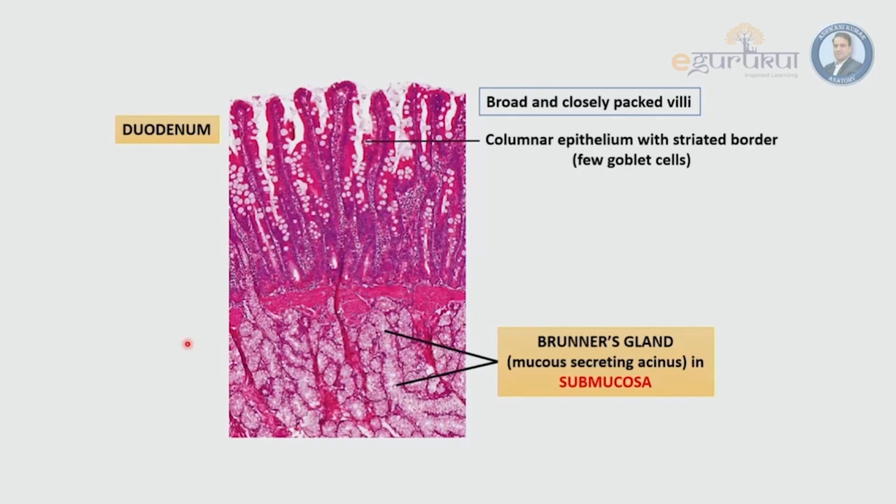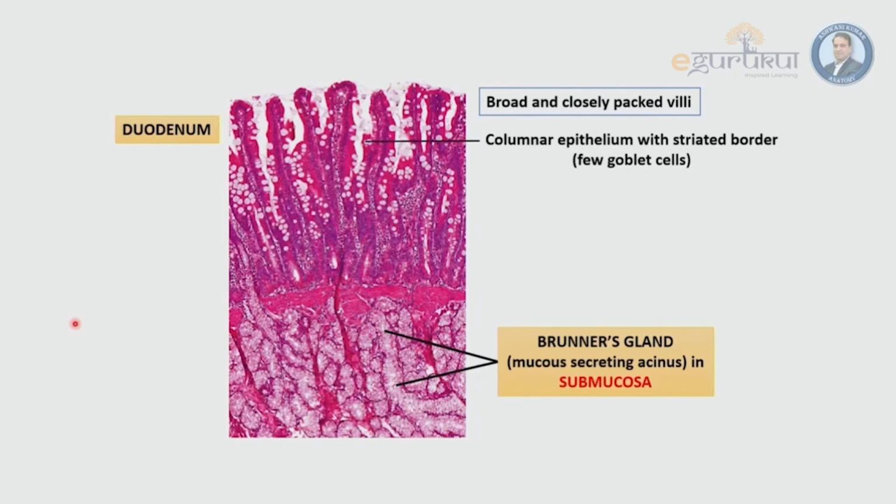So please remember that the esophageal glands in the esophagus are also mucus secreting glands, and these Brunner's glands are also mucus secreting glands, and both of them are present in the submucosa, unlike other parts of the intestine where the glands are, where? In the lamina propria. Intestinal glands are in the lamina propria. So this is the slide of the duodenum.